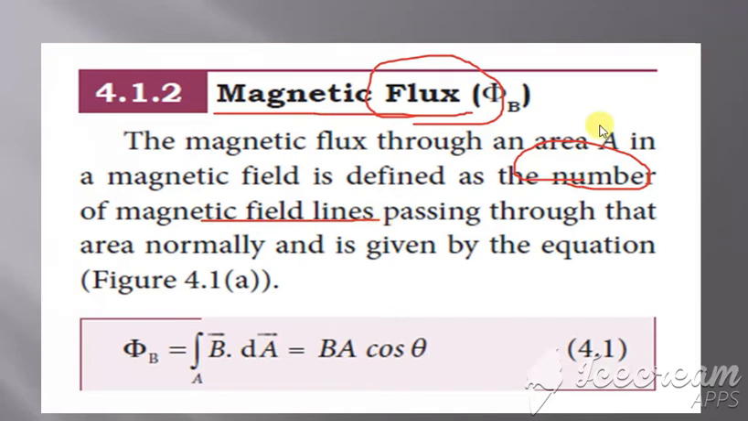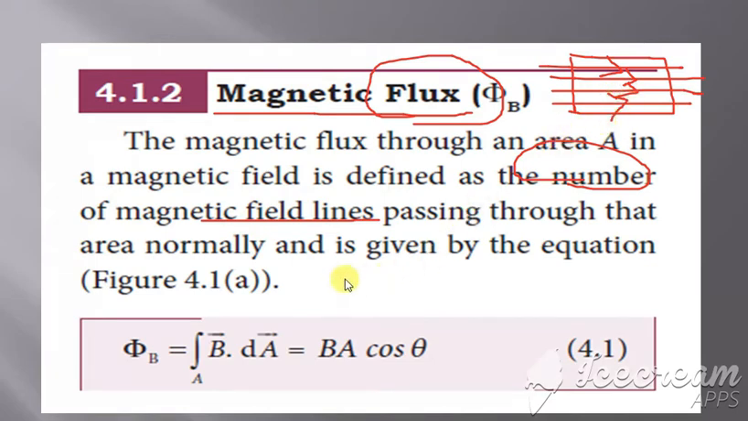Whenever you consider this to be the magnetic field, how many lines are crossing through a closed surface? We are considering any closed surface, and how many lines are passing through it, that is called magnetic flux. So magnetic flux through an area A in a magnetic field is defined as the number of magnetic field lines passing through that area normally.